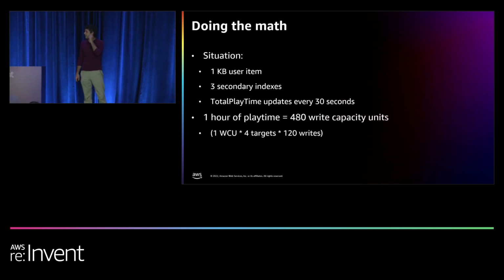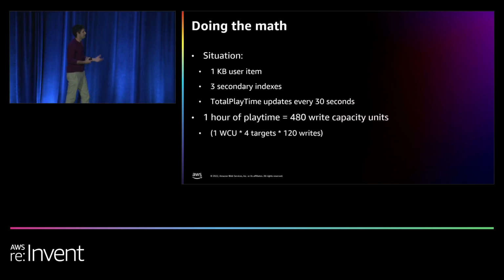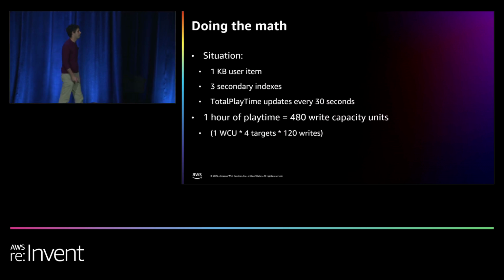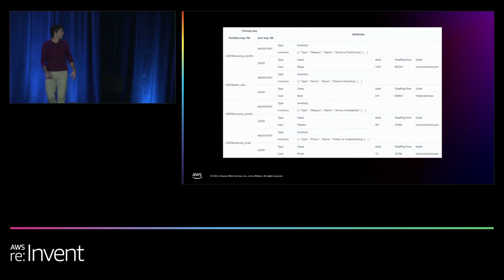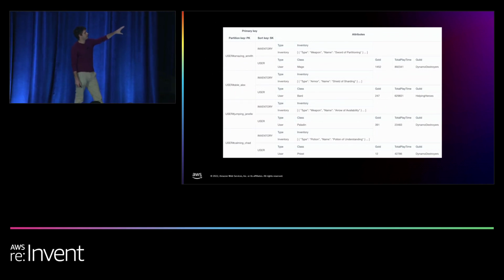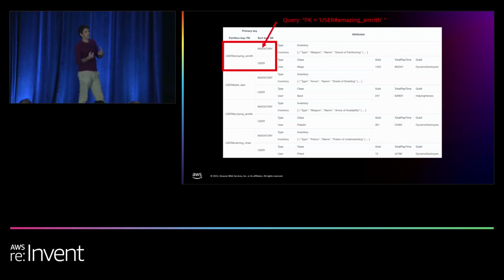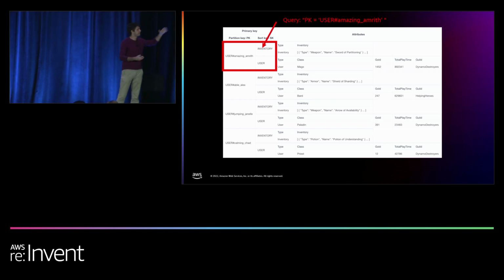And now we can change our math, and 1 hour of playtime is going to be less than 500 write capacity units, right? So a fourth of what it was before. And you might say, I'm cheating. Why didn't you just put these in 2 separate tables? But one thing it allows us to do by being in the same table is we can still have that query pattern where if we need to fetch the user and that user's inventory, that's still just one operation.